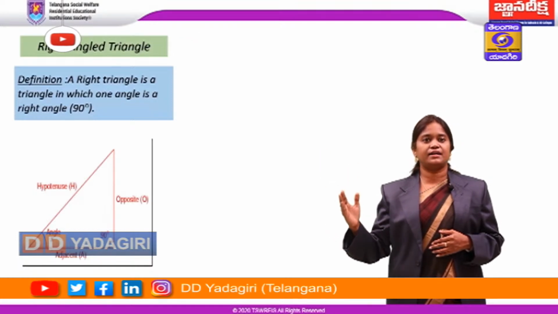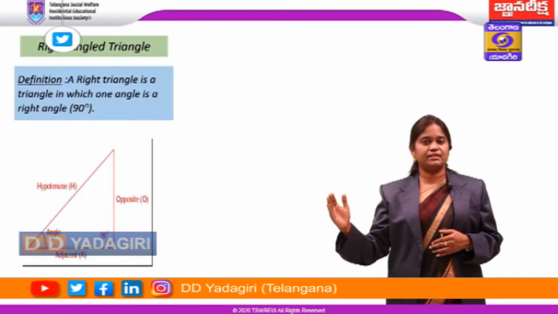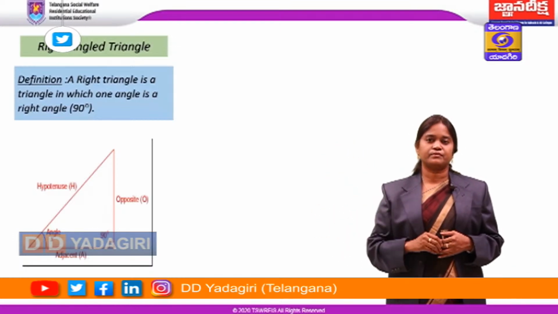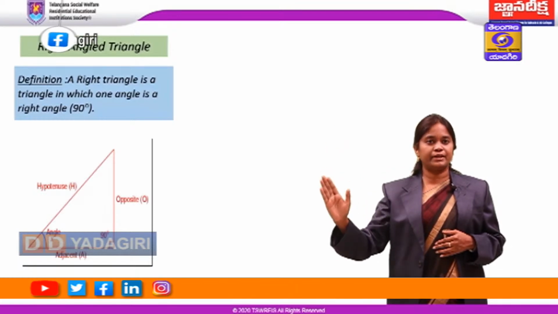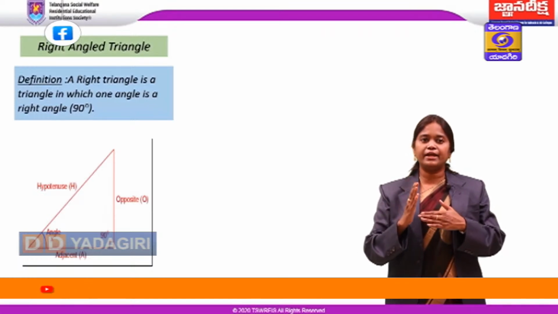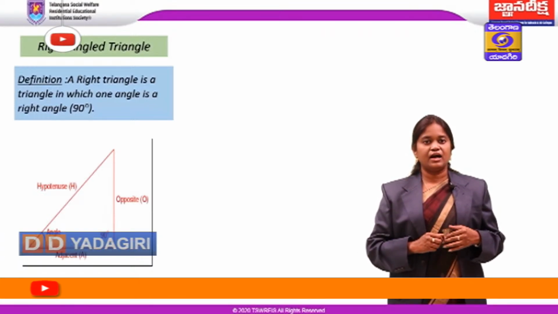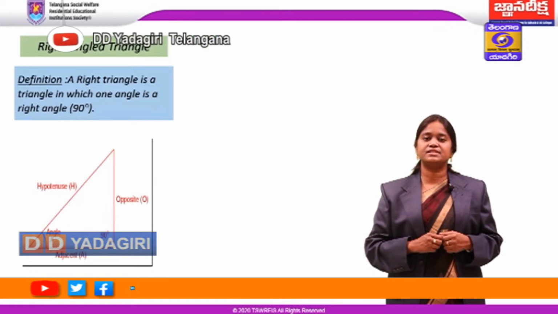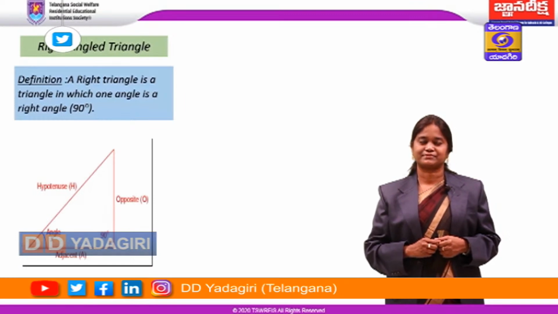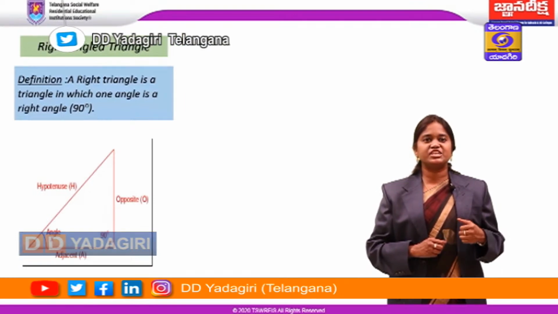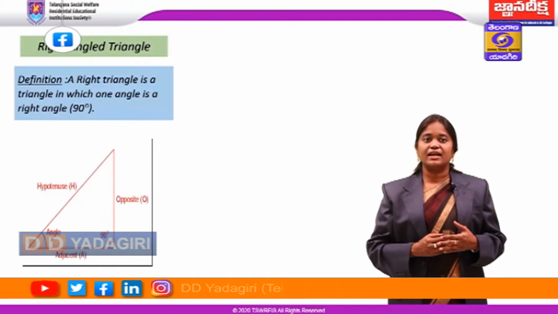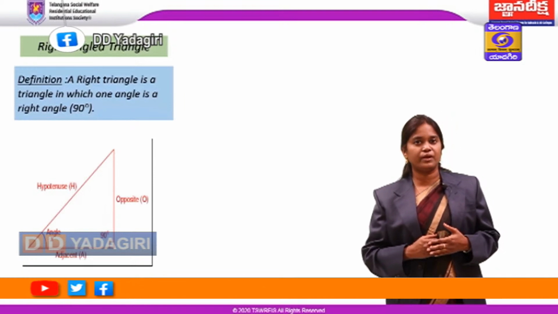The adjacent sides to the right angle are called the base and the opposite. Opposite is also called the perpendicular. These adjacent sides are perpendicular to each other. A right angle is represented by the symbol L. The relation between the sides and angles of a right triangle is the basis for trigonometry.